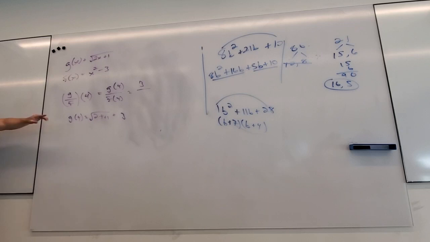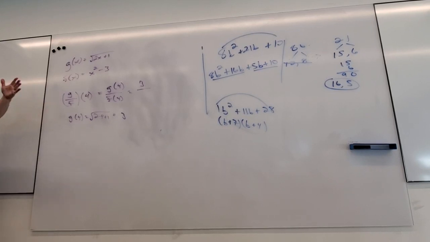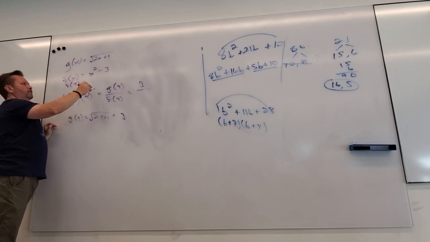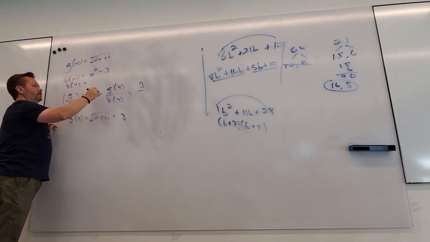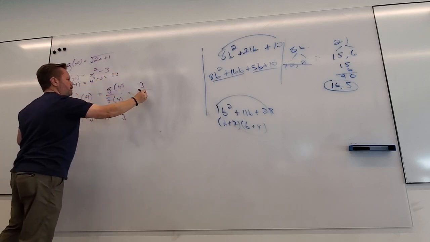So the problem needs me to know g of 4. I don't know it. I figure it out and then I put that in. What else does the problem need me to know? f of 4. So what's f of 4? Yeah, 4 squared minus 3. 16 minus 3 is 13. Done.